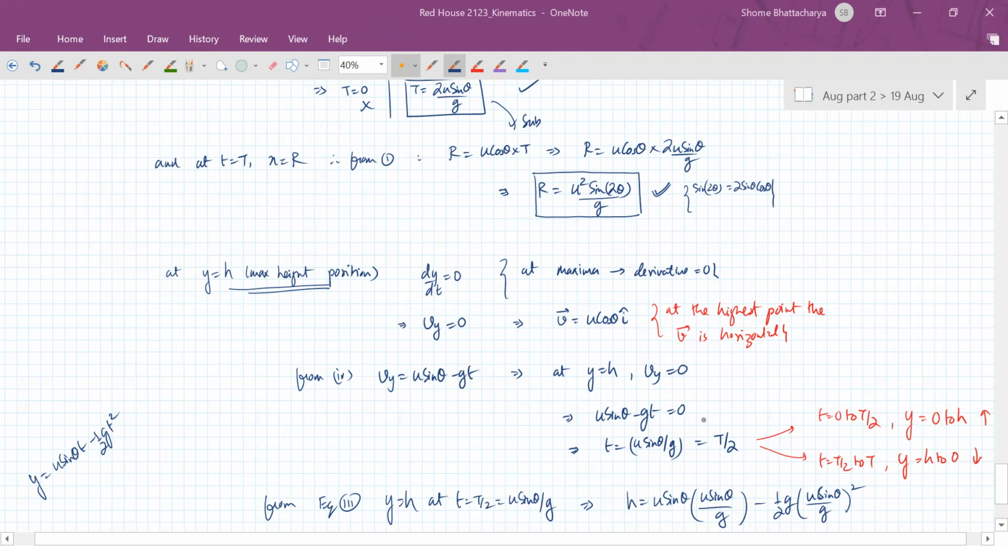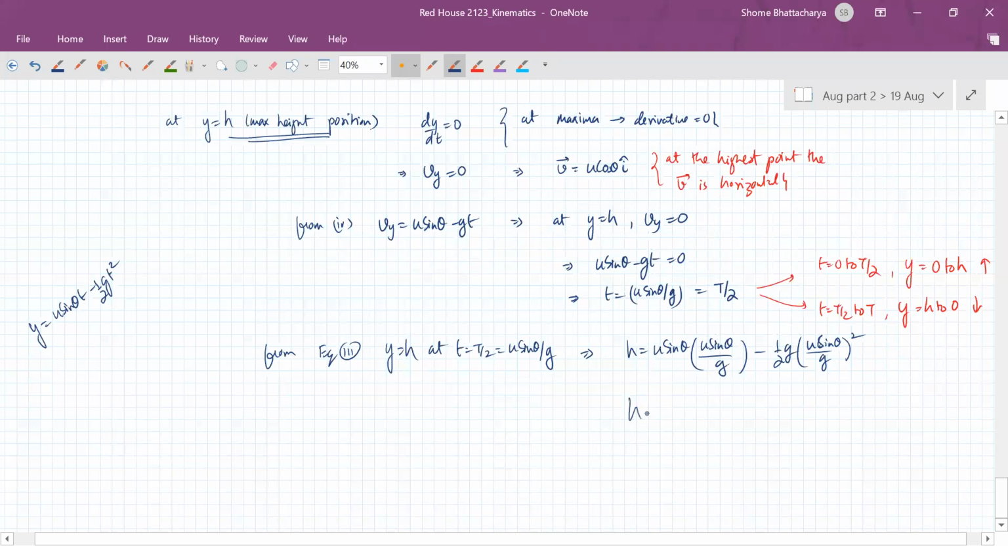Okay, so final step, we just solve this now. So you can see that you can take u square sine square theta by g common. And from the first term, you'll have 1. From the second term, you'll have minus half. So the formula for maximum height becomes this.